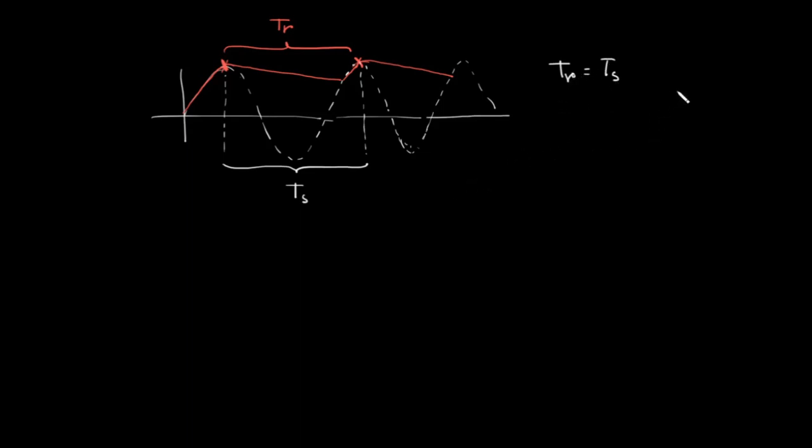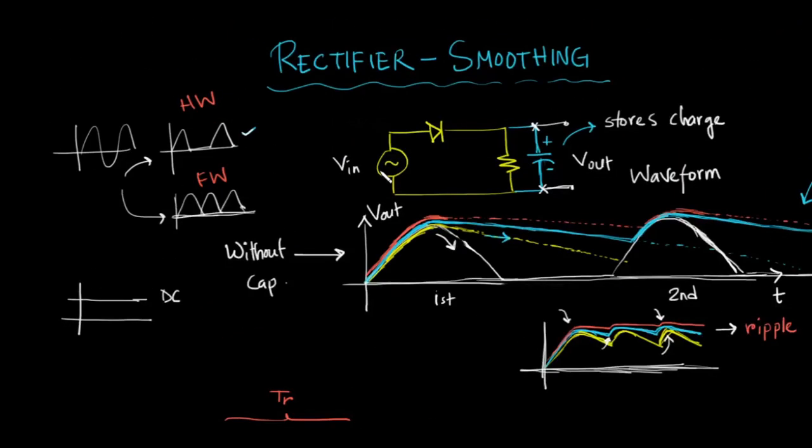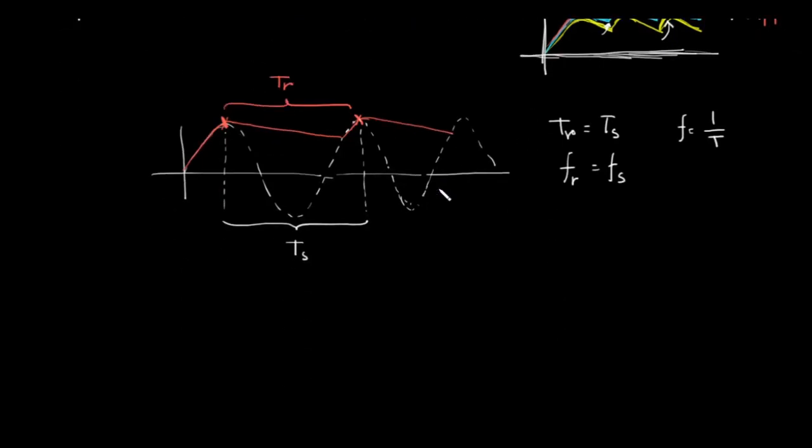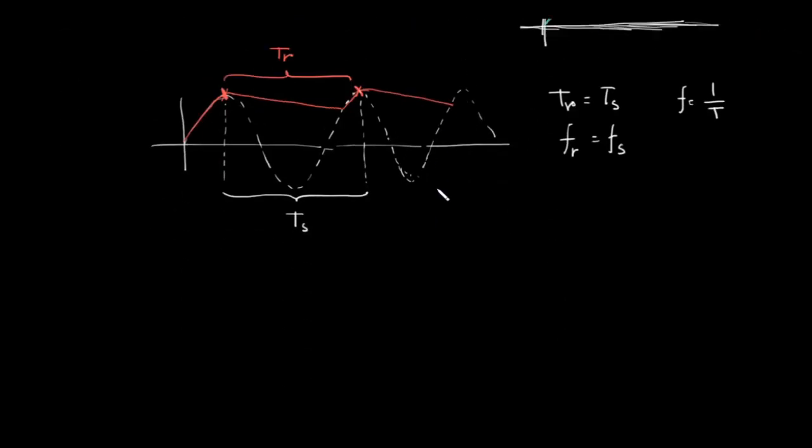We know that the frequency is related to time period by, if f is the frequency, then f equals 1 by T. So we can say that the frequency of the ripple will be equal to the frequency of the signal. So if we apply, suppose, a 50 hertz sinusoidal wave to the input of our rectifier, and we add a capacitor to the output, then we will have ripples at the output. Then the frequency of the ripple will also be 50 hertz.